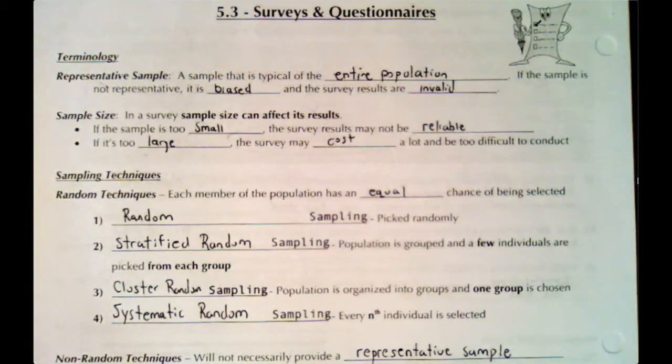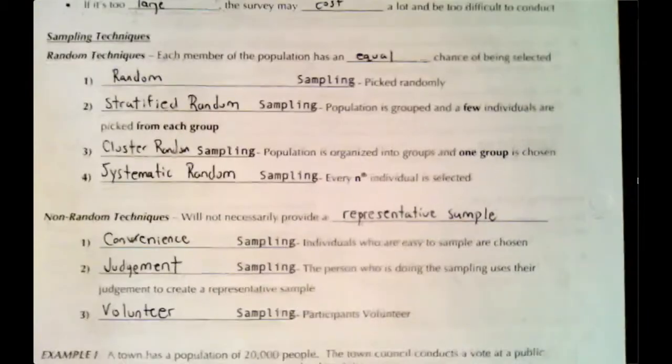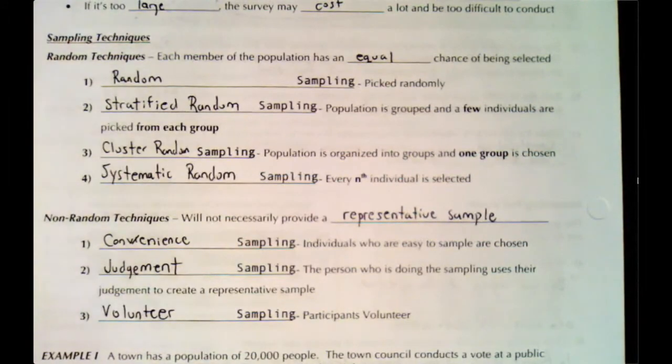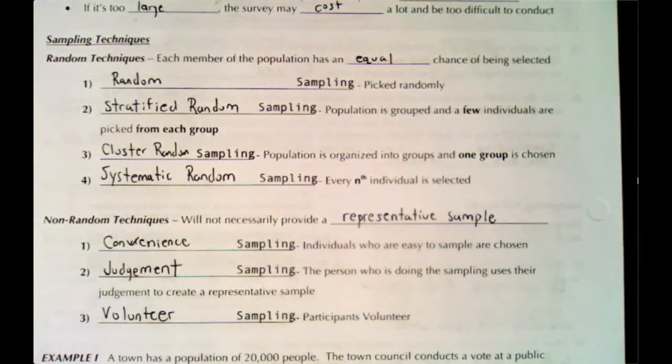Last one's volunteer sample. That's where you say, hey everybody, who wants to do my survey? Convenience, judgment, volunteer. Volunteer sampling is where you say, hey everybody, who wants to do a survey? Whoever says, I'll do the survey, and fills in the survey, that's your sample. That's a volunteer sample.